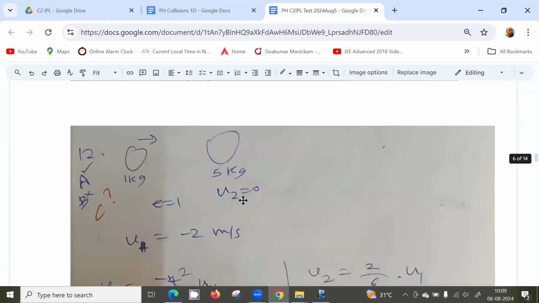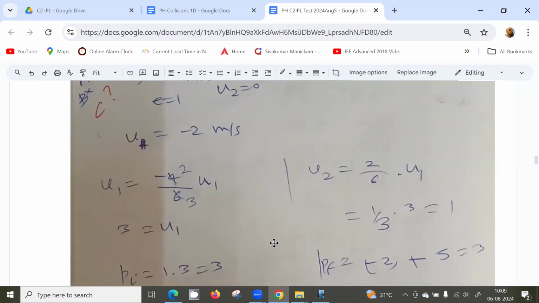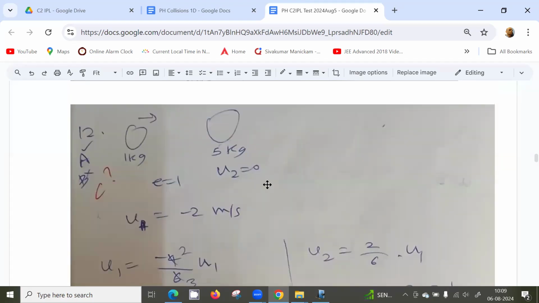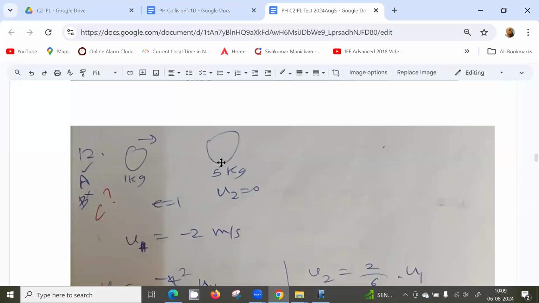Question number 12. Point mass 1 kg collides elastically with stationary mass 5 kg. After collision, the 1 kg mass reverses direction. There I put a minus sign here. U1, 1 is for the first object, V is the final velocity, -2. Which of the following statements is correct for the system of these two masses?